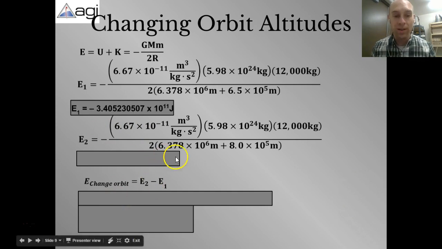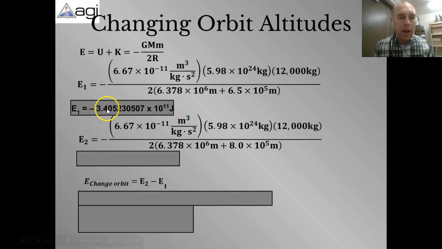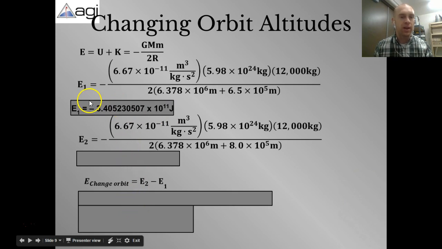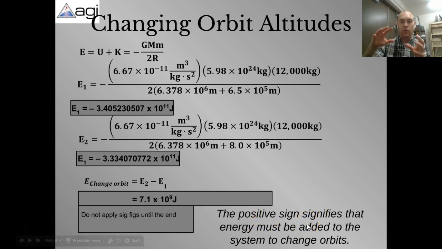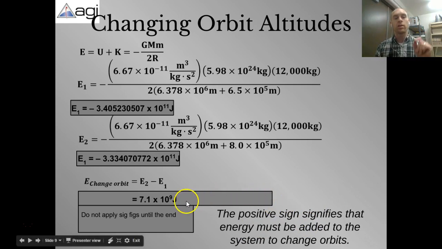It's really important that you actually do this work and not just move on, because you're not going to know if you're doing it right. You can say, oh, I know how to use a calculator, but you have to try it on your own. Now you can see I wrote down every single thing here. You don't want to round this until you're done. You want to round your final answer, not individual answers. So that's my value for E1. E2 is this. If we subtract them, we end up with 7.1 times 10 to the 9th after we use significant figures. So don't apply significant figures until the end. The positive sign signifies that energy must be added. If you are increasing in altitude, you have to add energy into that system. So I'm hoping that you did this on your calculator and actually tried this out. If you didn't get this answer and you're not sure why, call me over and I'll help you out with that.